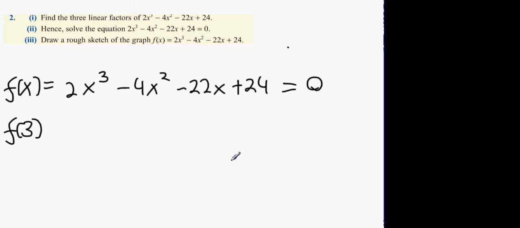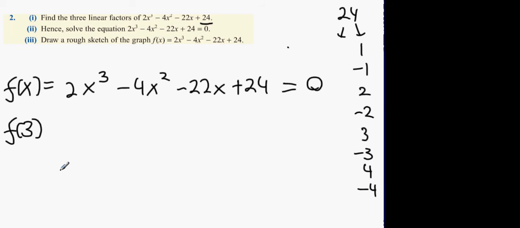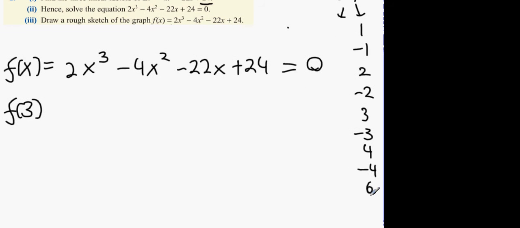Now, the problem is, it doesn't give us any clue as to which one we should use. Now, I'm going to show you exactly what you should do. You always go to the last number, which is 24. Okay? And with 24, you break 24 up into its factors. So you have a list of factors that you can use. You can use 1, you can use -1. You can use 2, you can use -2. You can use 3, -3, 4, -4. Okay? 6 and -6.